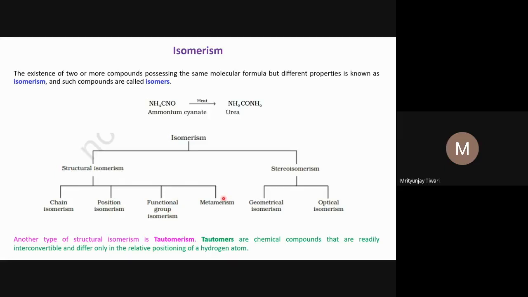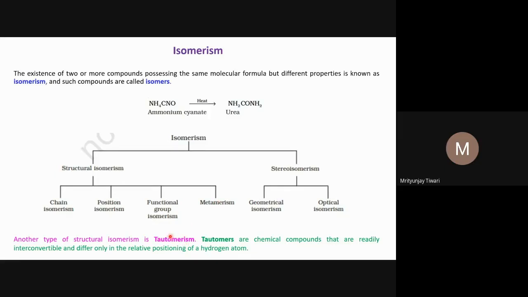Metamerism: we saw that around a particular functional group, the different alkyl groups connected to the functional group are different. Usually this kind of isomerism is shown by ethers, the most common example. Then we also know that secondary and tertiary amines show metamerism. The esters also show metamerism. These examples we have already seen.